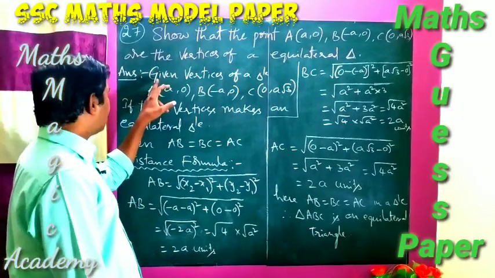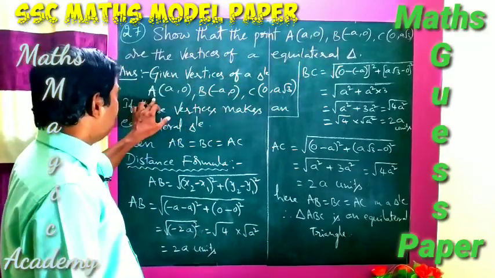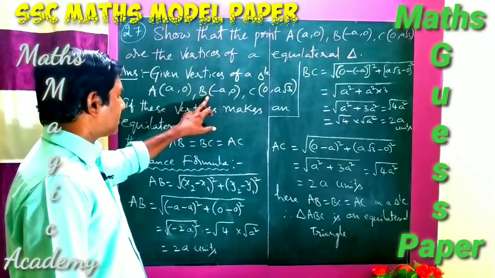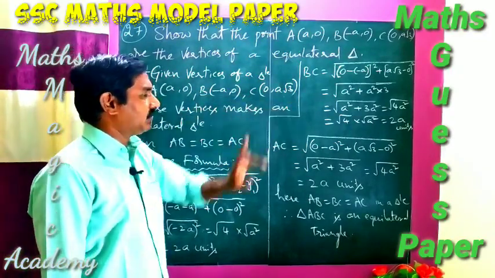So regarding that, we are making the answer. Given vertices of a triangle, A is given as a comma 0, B is given as minus a comma 0, and C is given as 0 comma a root 3.